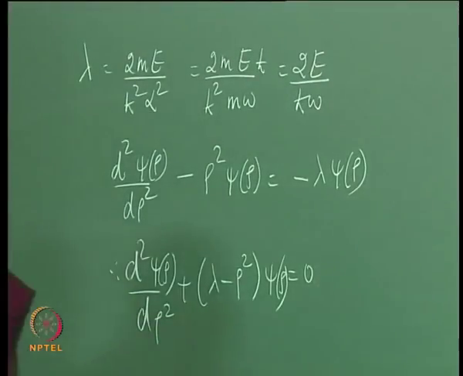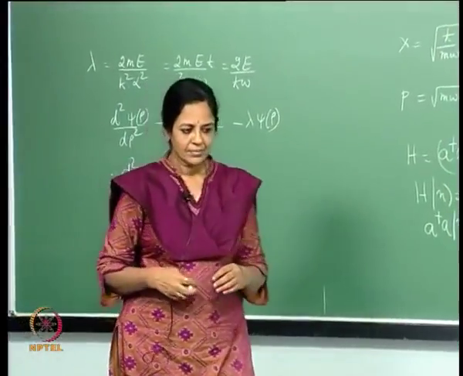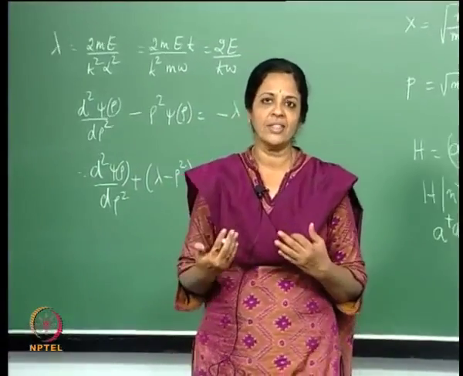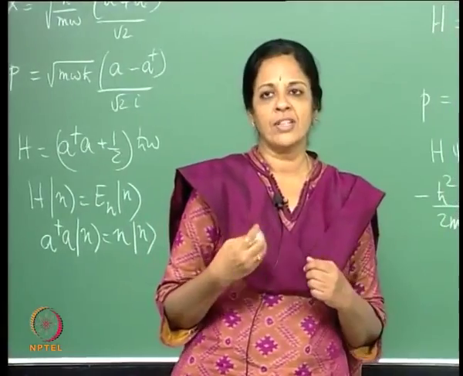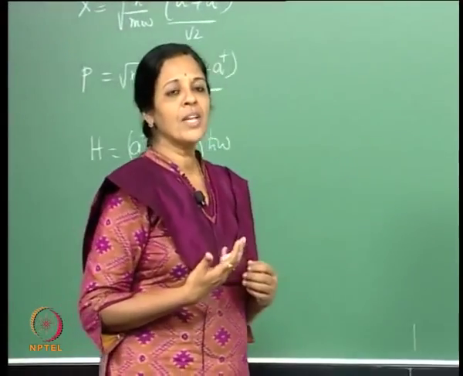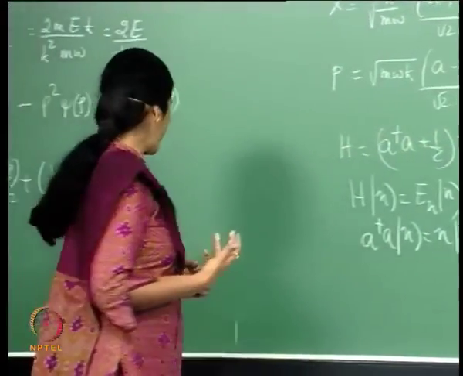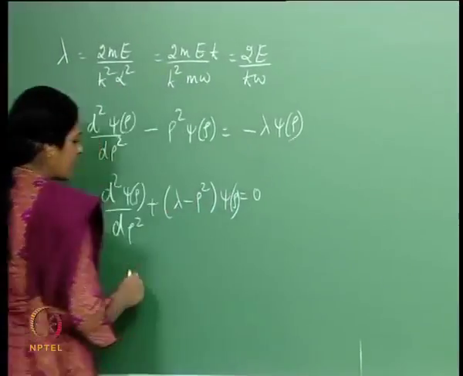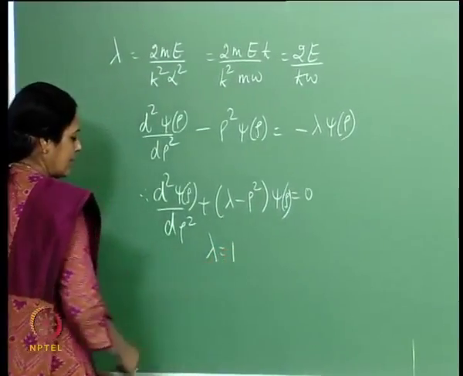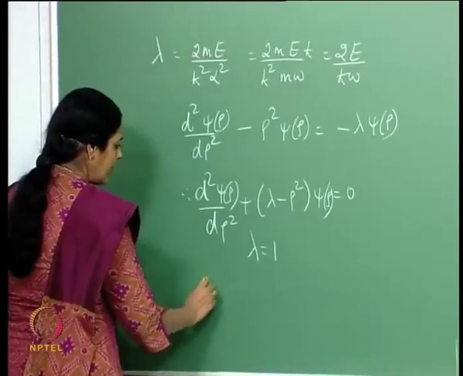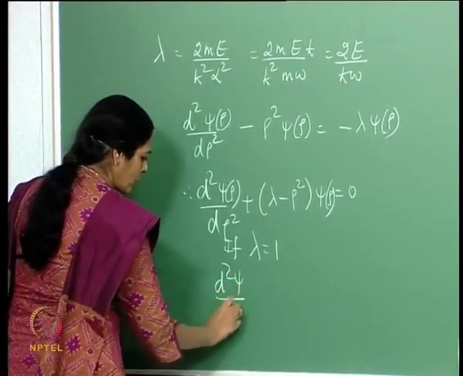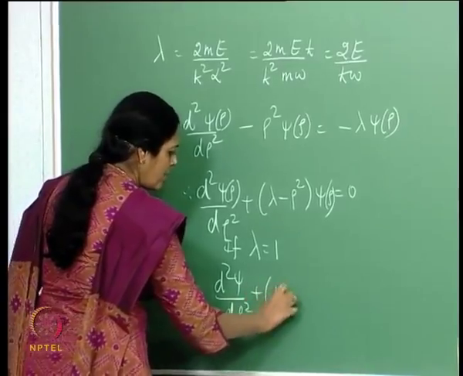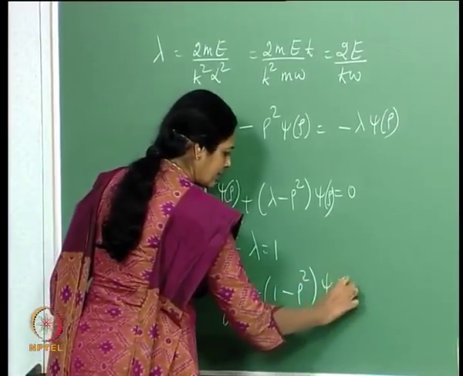Now when I solve this equation, I first try to find out if I have any solutions for specific values of lambda, and that gives me a handle on solving this equation. So for instance, if lambda is 1, then d2 psi by d rho squared plus (1 minus rho squared) psi equals 0.